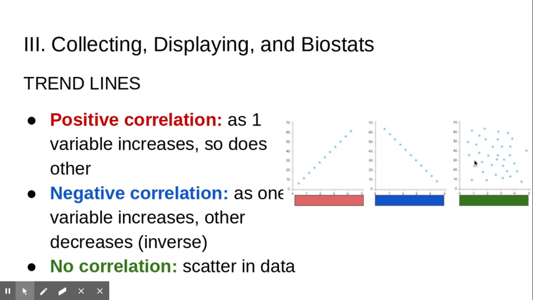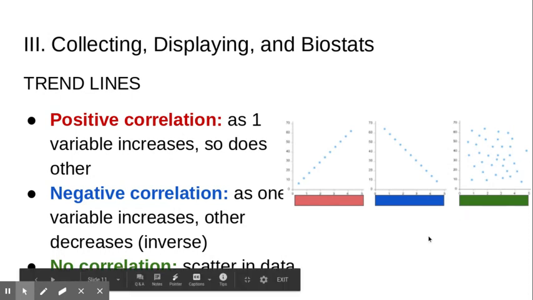And our third in green here shows really no correlation at all. There is so much scatter in the data, you could not say that as one variable goes up, the other variable responds in a particular manner.